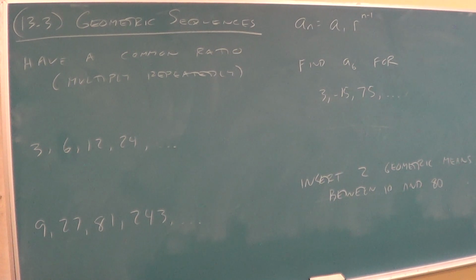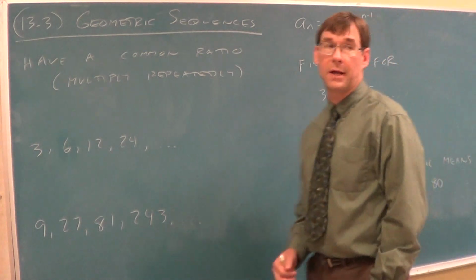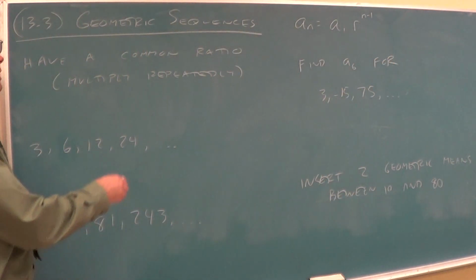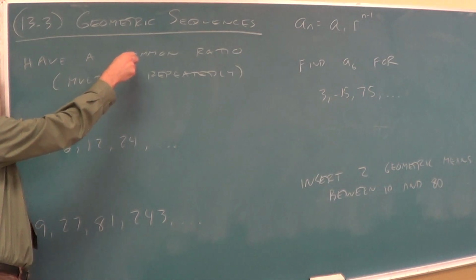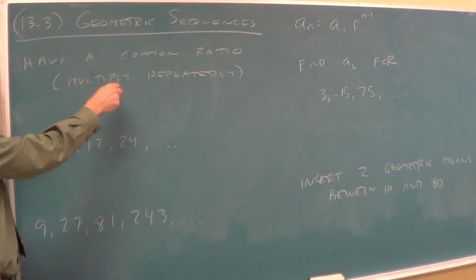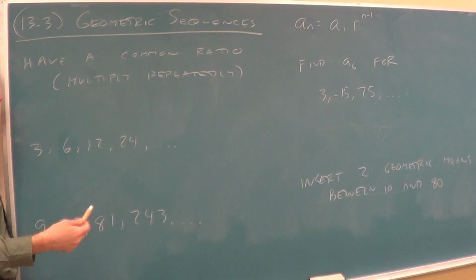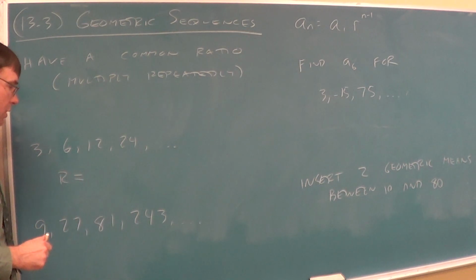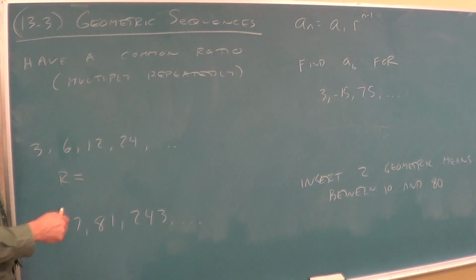So 13.3 is about a thing called geometric sequences. The first thing we had to be kind of creative. Yesterday it was all arithmetic, meaning add a lot of stuff. Today's geometric. Geometric means you have a common ratio, which just simply means you're going to multiply the same number repeatedly. So like for this problem, what's the common ratio in this?